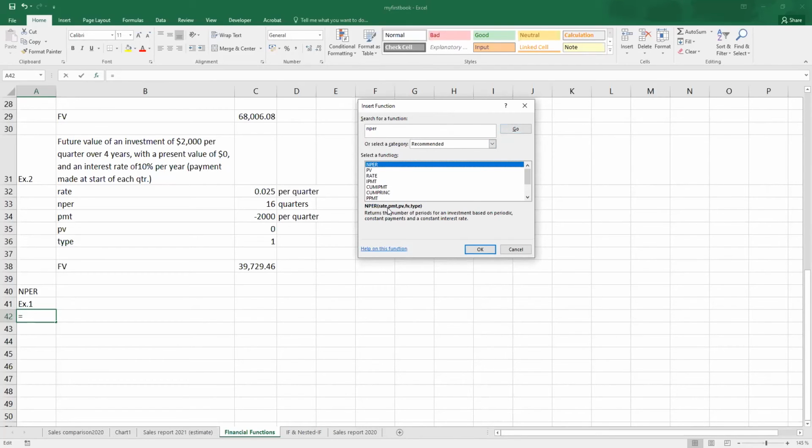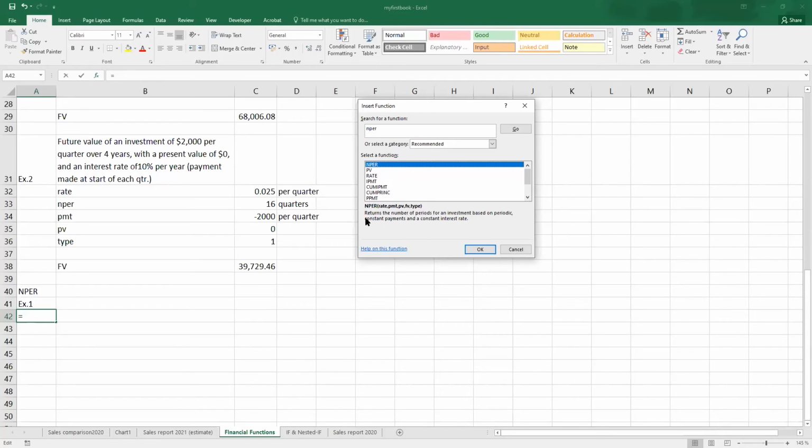You can see that the NPER function here returns the number of periods for an investment based on periodic, constant payments and a constant interest rate. So when you use this NPER function, it returns the number of periods. That means if you use the interest rate per quarter, NPER will return the number of quarters for you. If the rate is a rate per month, NPER will return the number of months for you. We will see in the example.